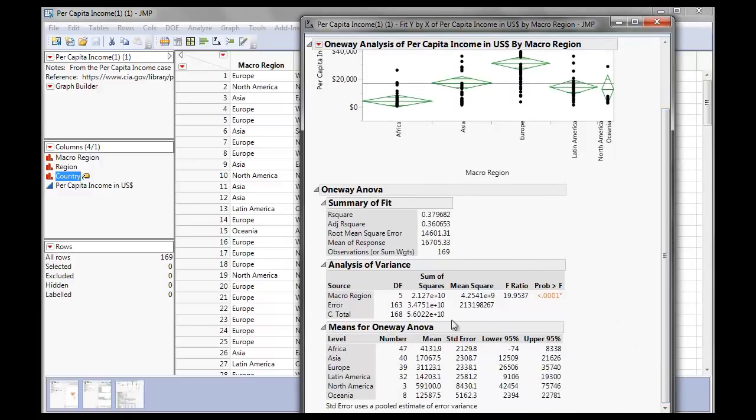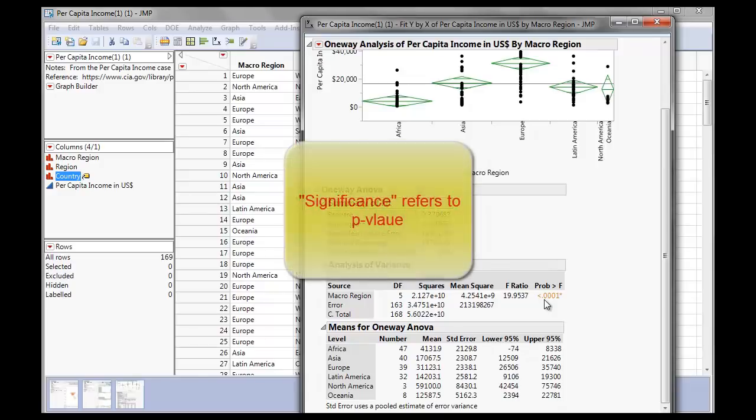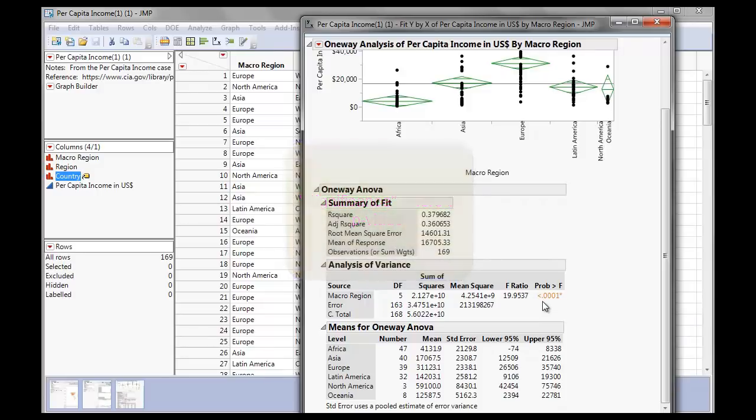By looking at analysis of variance table, we can see there's an F-test done, and the significance is a very small number, as indicated here, less than 1 in 10,000. That means we observe a statistically significant difference among the means.